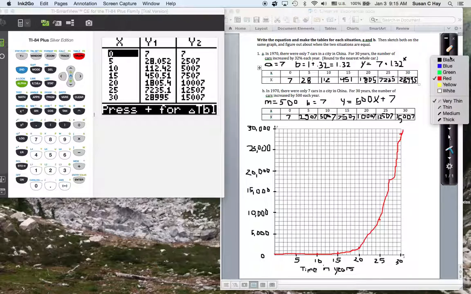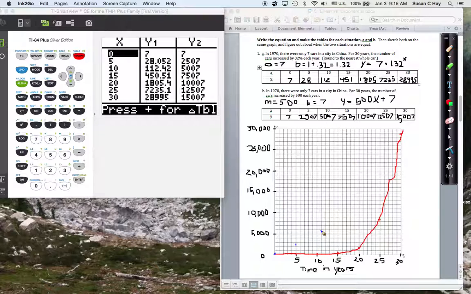I'm going to change the color now to blue so I can do the linear one. Now the linear one is a lot easier because it goes up by the same amount, but you're still going to start at 7. And at 5 years, you're already about halfway up here, so right about there. You don't necessarily even have to put in all the points for the linear because 2 points make a line. So at 10, you're going to be right about at the middle here, and so on. It should just be going up by the same linear amount.